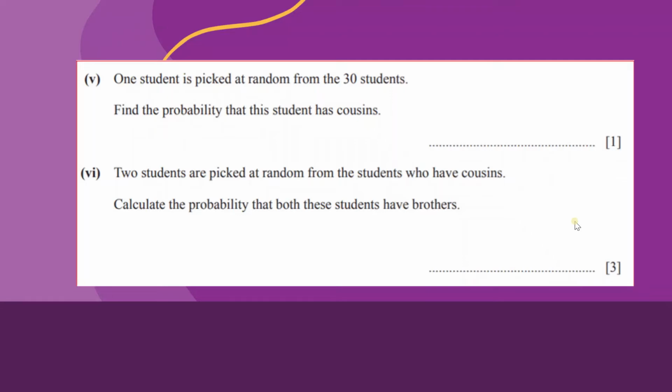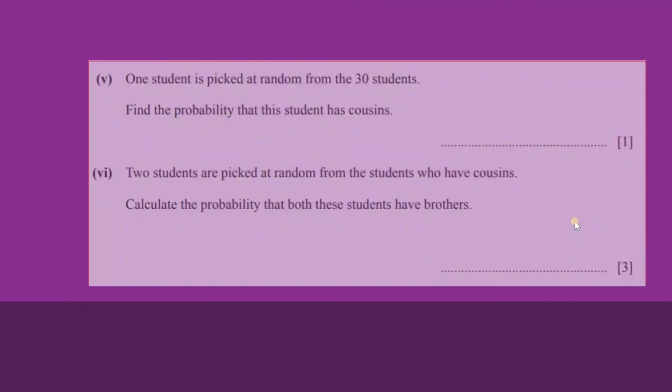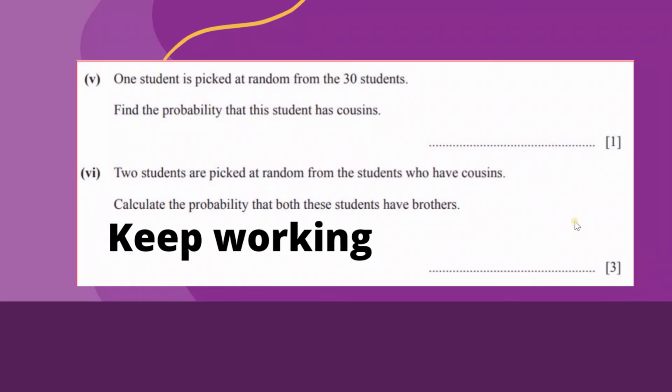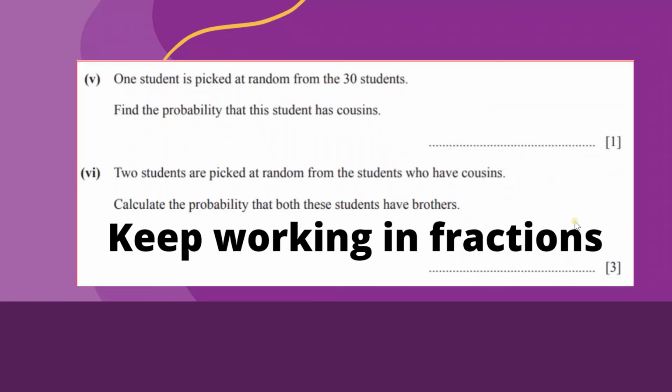And eventually, when you do get to the bottom of the answer, you will realize that your answer is way too inaccurate to be awarded full marks. So what's the solution to this? The solution is to keep working in fractions. So until you reach the very last step of your answer, keep the fractions as they are. Do not change them into decimals. Keep working with fractions. At the very end, if necessary, change it into a decimal.